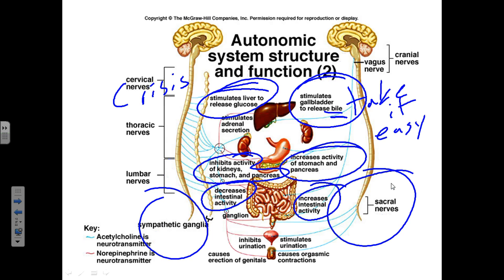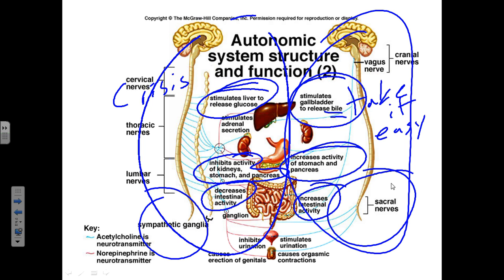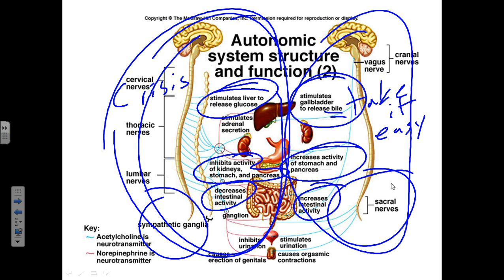Anybody know what bile does? Nope. It helps you digest your food better, specifically fats. So this side increases digestive activity. This side decreases digestive activity. This side prepares you for fight or flight. This side prepares you to kick back and relax. Most of the time, though, they're working together. They're keeping you somewhere in the middle. Homeostasis. Well, that's a good place to stop.